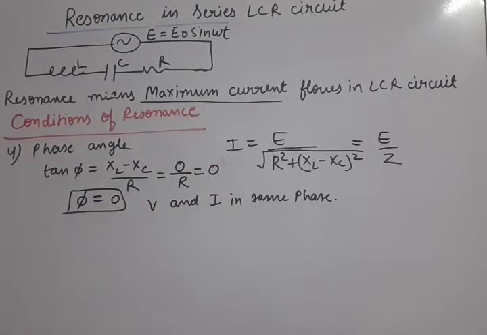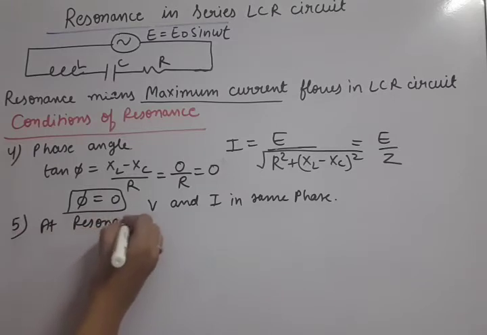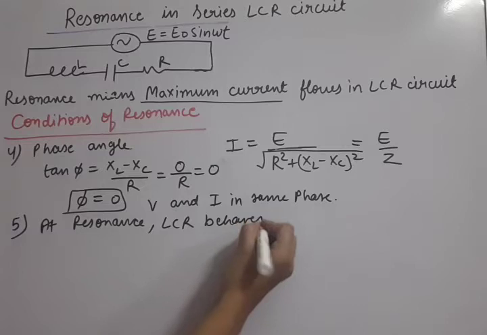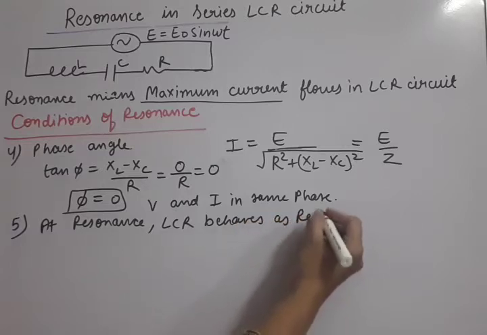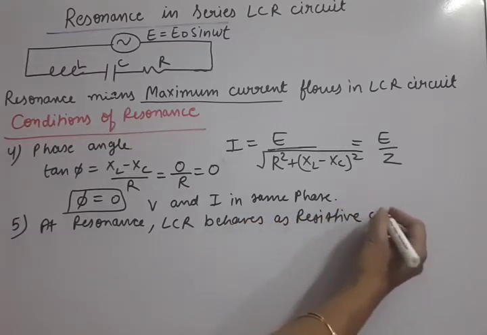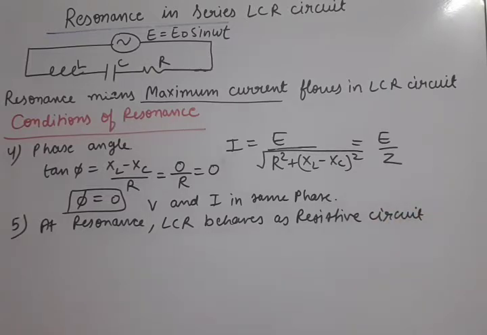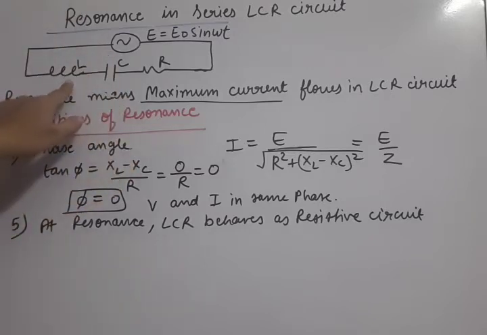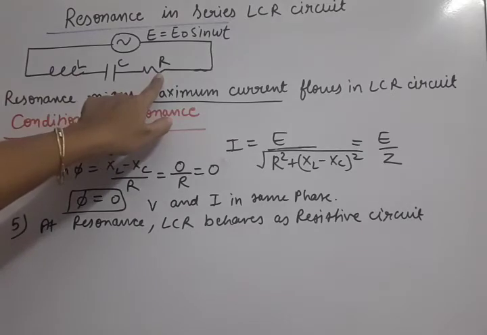Now here we can take the help of the conclusion of the resistance circuit. At resonance, this LCR circuit behaves as a resistive circuit. Okay, what is the meaning of this line? We know that there are three components in the LCR circuit, L, C and R. Three components are there at any time.